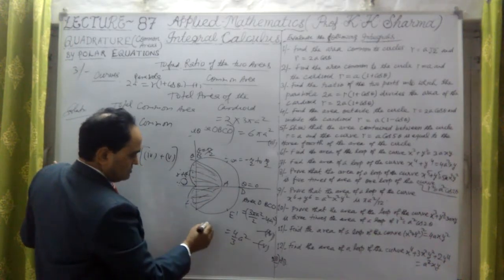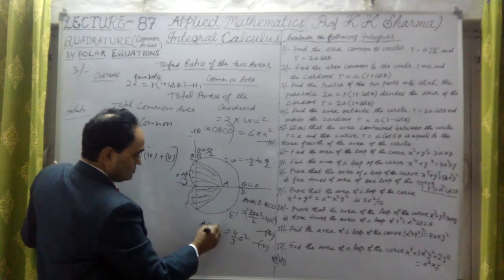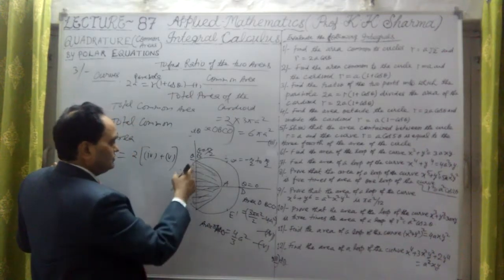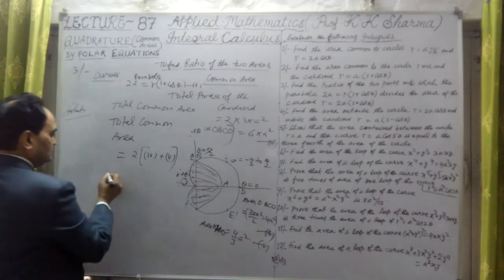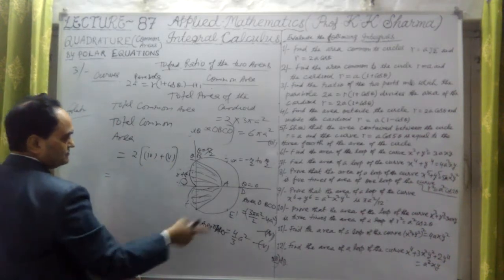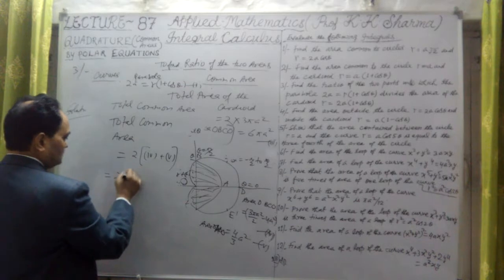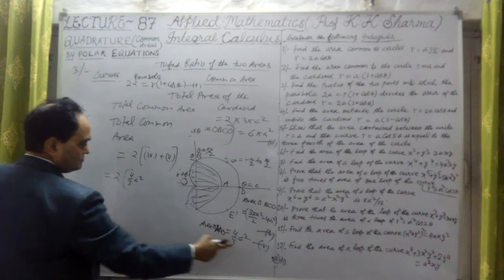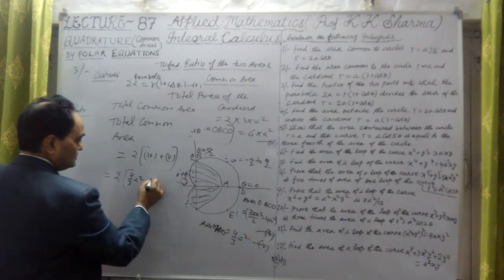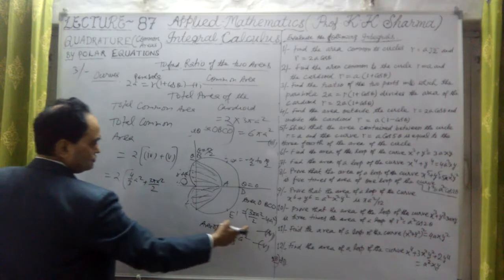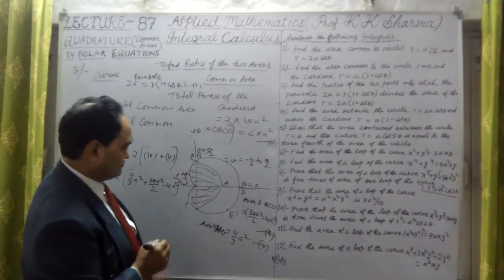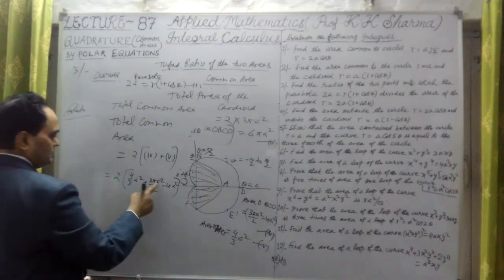This is area OABO. This area, and this is OBCO, this area. Sum of these two, adding fourth and fifth, twice. This area is, first let me take 4 by 3 A square, fifth one, no problem, plus 3 pi A square upon 2 minus 4 A square, 3 pi A square upon this.